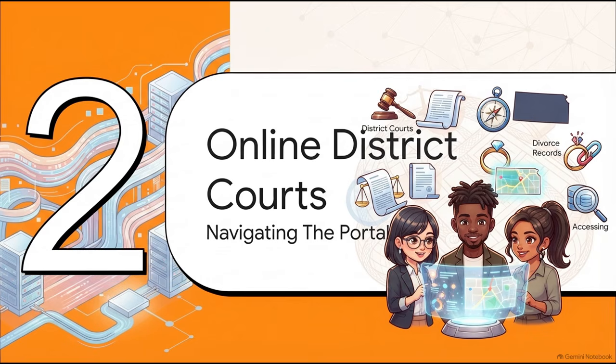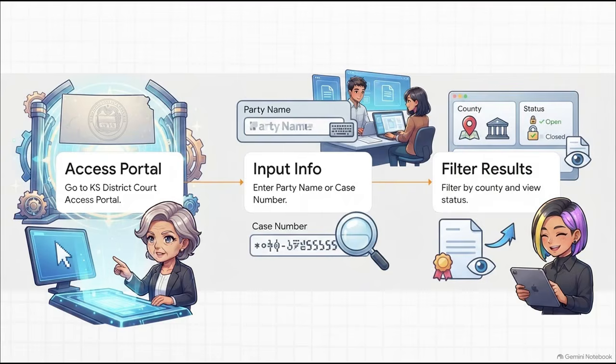Moving right along to Section 2, navigating online district courts. Okay. Now that we know we're hunting for district court decrees, let's look at how to actually use the state's official digital tools. So Kansas uses this centralized e-court case management system. To get into it, you'll want to navigate to the Kansas District Court Public Access Portal. Once you're there, it's super simple. You just input your party name, so first and last, or the specific case number if you happen to have it. From there, you just filter your results by county and check the view status of the case. It sounds incredibly easy, right?